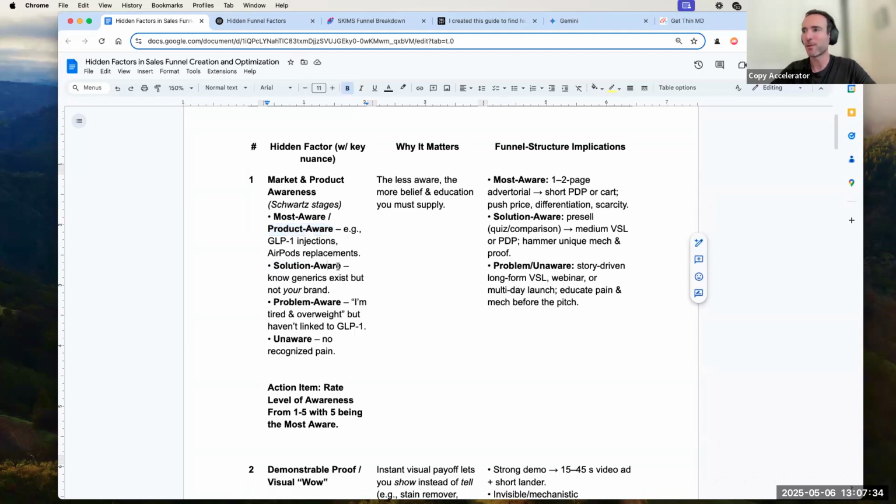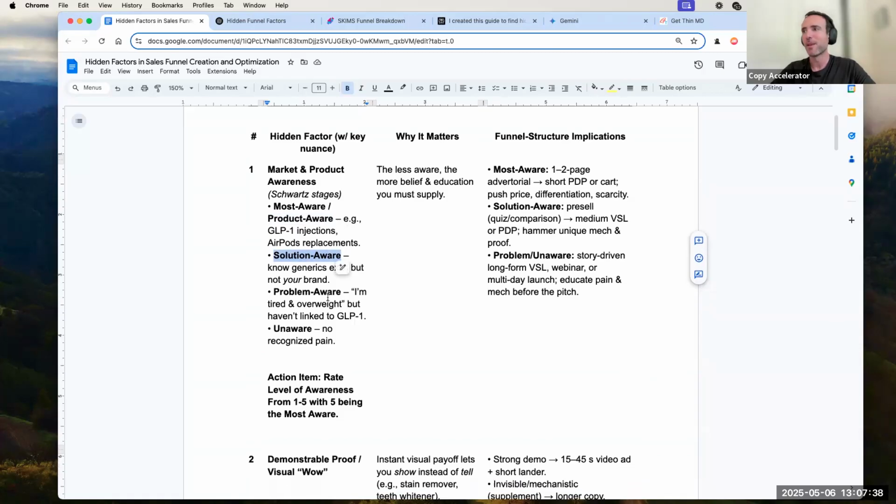Where solution aware is like, well, I know GLP-1 medications exist. I don't necessarily know about telemedicine companies. Problem aware, I'm tired of being overweight, but I haven't linked it to a GLP-1. Unaware, I wouldn't really typically bother with unaware people. We can talk about all these things in more detail. But unaware is, like, I don't even really realize I have a problem.